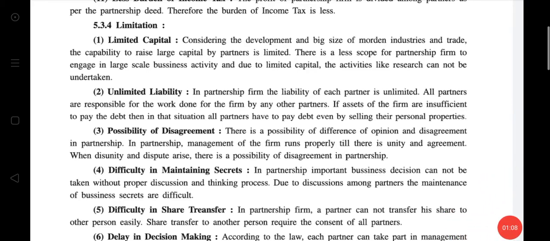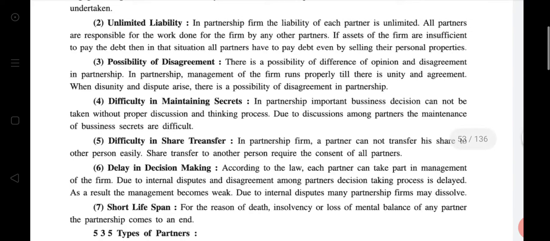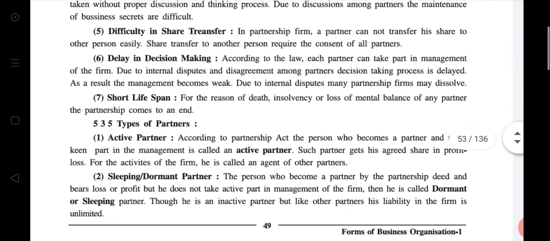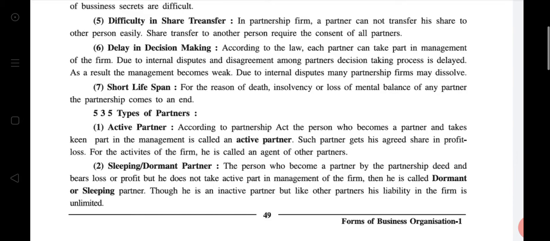So, limitations of partnership firm: limited capital, limited liability, possibility of disagreement, difficulty in maintaining secrecy, difficulty in share transfer, delay in decision making, and short lifespan.